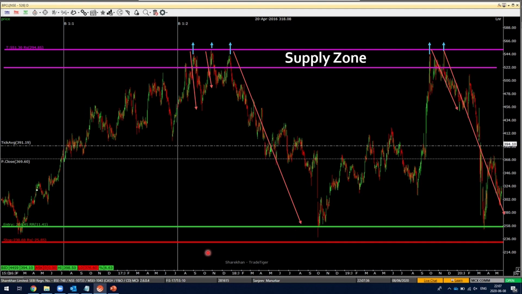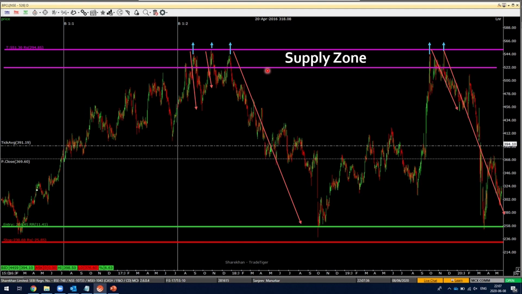Every time the share comes into the supply zone, you see a dip in its price, and sometimes the dips are small, sometimes the dips are very large. Like the one we see here, the one we see here. The smaller dips are somewhere here, and it still gives us a decent 150 rupees of profits if we can end up shorting this particular stock at these levels. So this is much about identifying the supply zone.